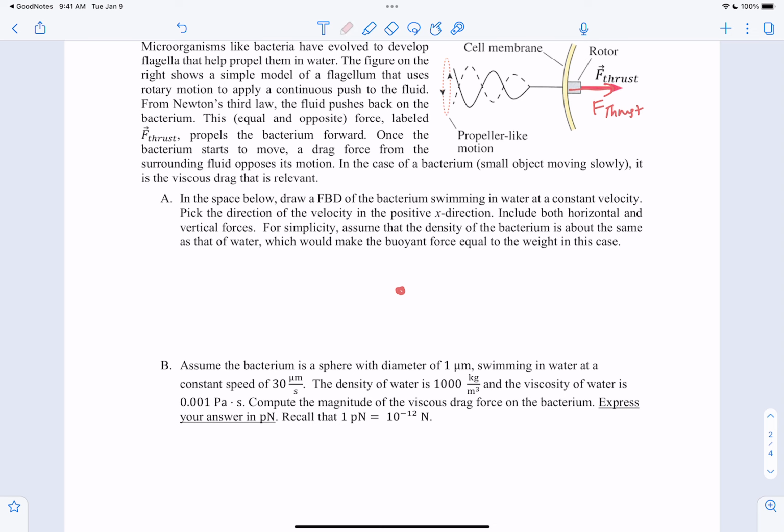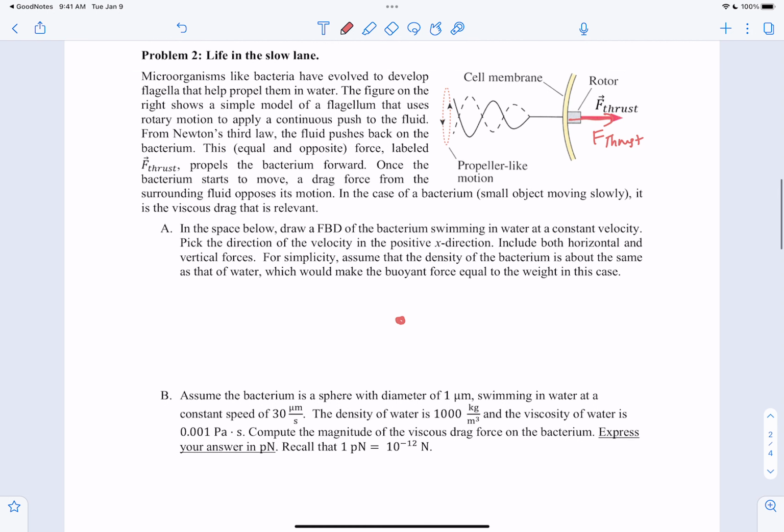Is there buoyancy? Absolutely. So your first instinct there was absolutely correct. There is buoyancy because we're underwater, because this bacterium is swimming in water at a constant velocity. It says pick the direction of the velocity in the positive x direction, include both horizontal and vertical forces, and for simplicity, assume that the density of the bacterium is about the same as that of water, which would make the buoyant force equal to the weight in this case. So they simplified there and gave you two forces right there.